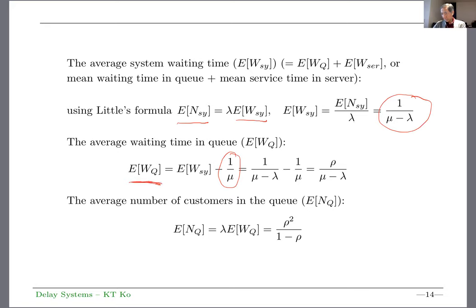Okay, and if you know the waiting time in the queue, then using Little's formula again for the queuing time, you can calculate the average number of jobs in the queue. So this is the theory behind M/M/1. It's not simple, but it's not difficult either. Okay, so we can move forward once we know that.